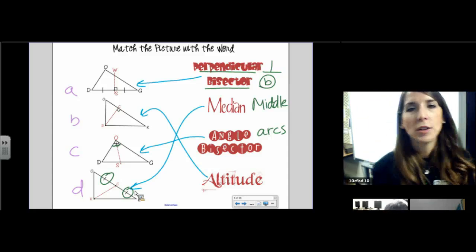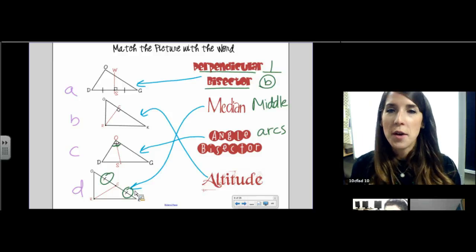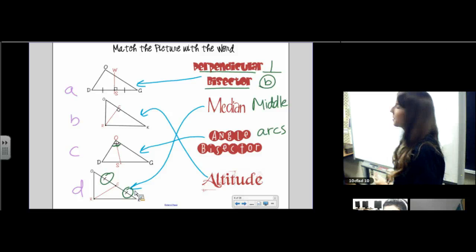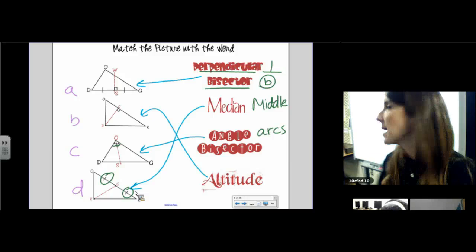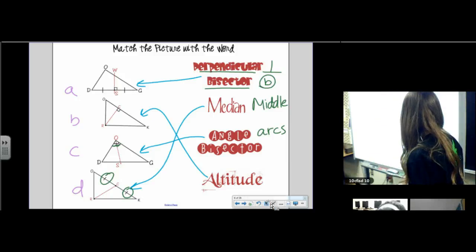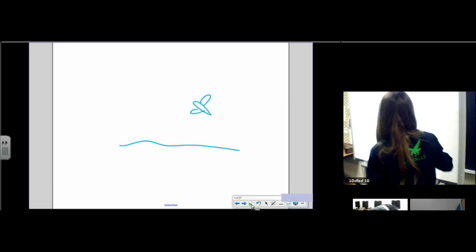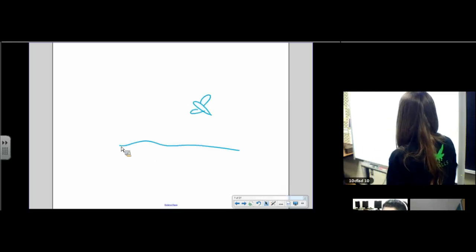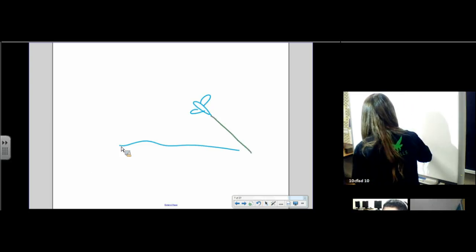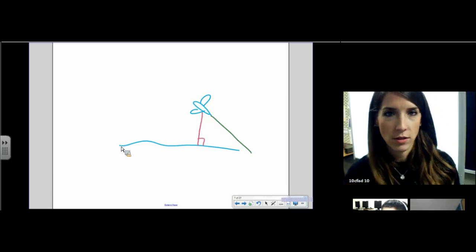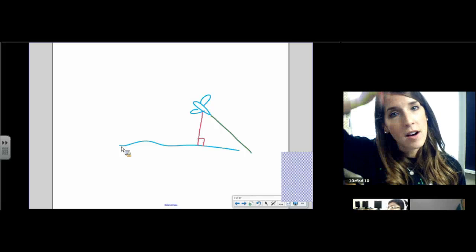Where have you heard altitude outside of geometry? So if you've ever been on an airplane and the pilot comes on, we are approaching an altitude of 10,000 feet, or whatever. That means, and I'm going off on a tangent here, sorry. If this is the ground and here's your airplane, if you're reaching an altitude of 10,000 feet, is it the green segment that's your altitude, or is it the red segment that's your altitude? It's not how far you've flown, right? It's how high you are off the ground.